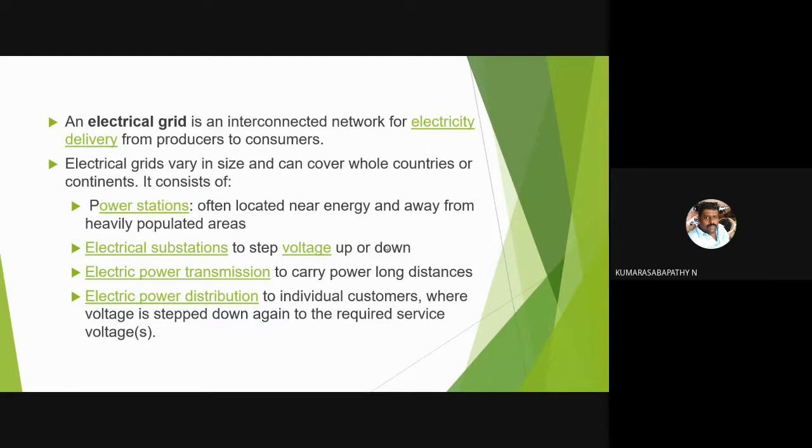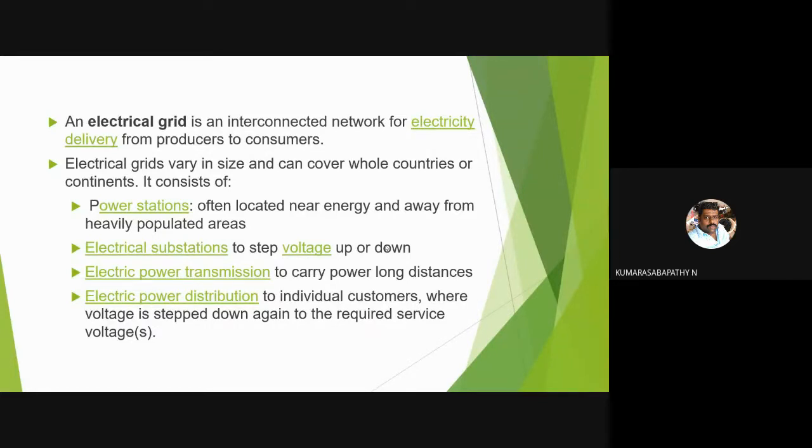Electrical grids vary in size and can cover a whole country or a constituency. Mainly, an electrical grid consists of power stations, electrical substations, an electrical power transmission network, as well as a distribution network. So everything in your power system, starting from a generating station to your load center, is said to be an electrical grid.